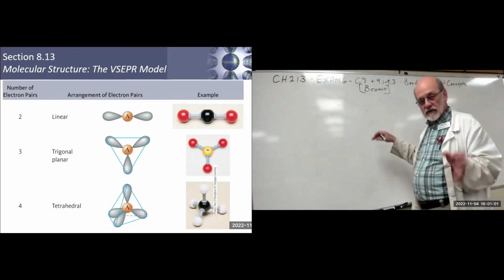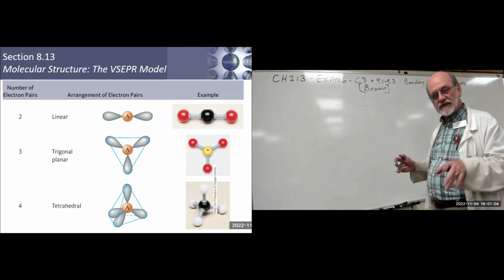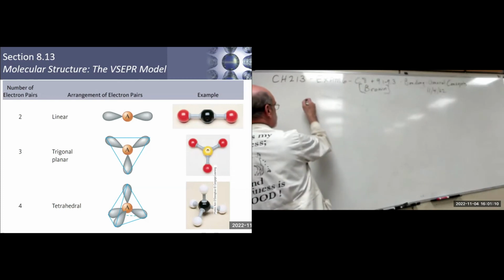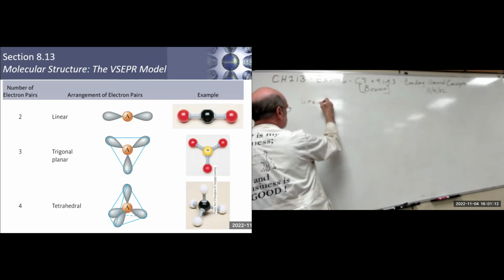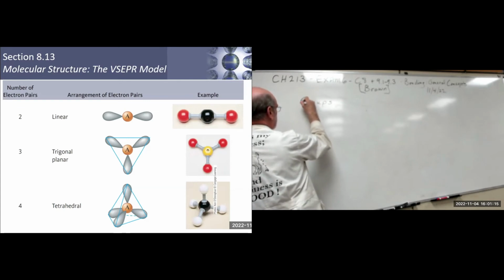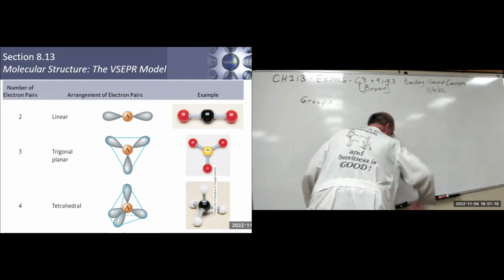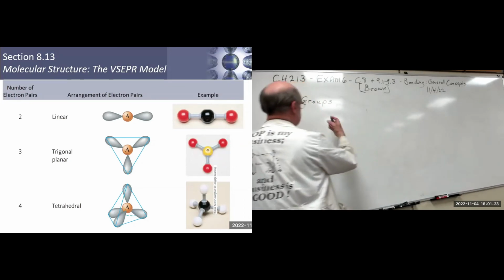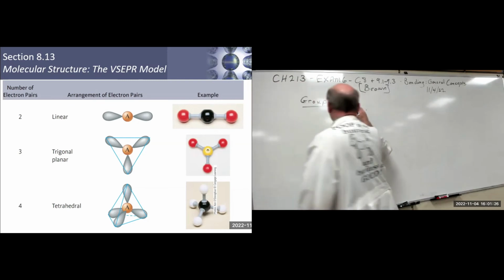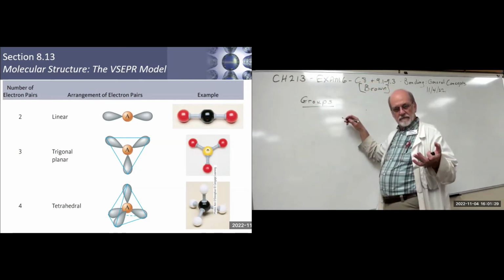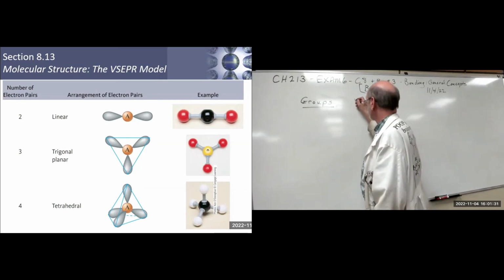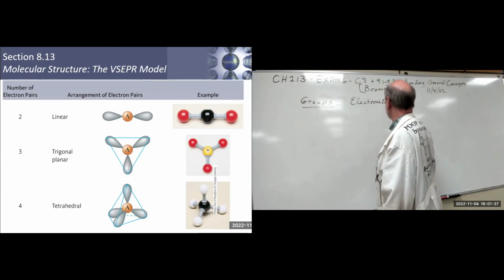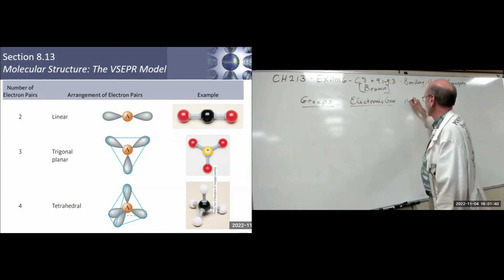So I'm going to build a table based upon this information that's given in the slides. The number of electron, actually they say electron pairs, I say groups, the number of groups. Yeah, I need another marker. Okay, the number of groups over here. Then we have the electronic arrangement, or the electronic geometry. Then we have the molecular geometry.